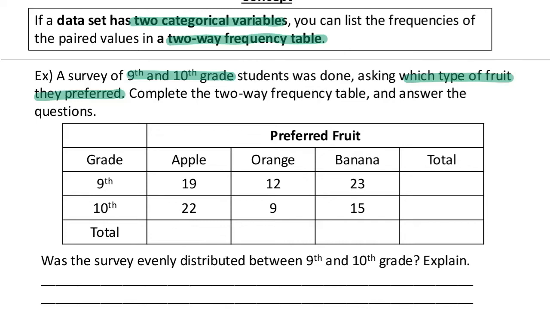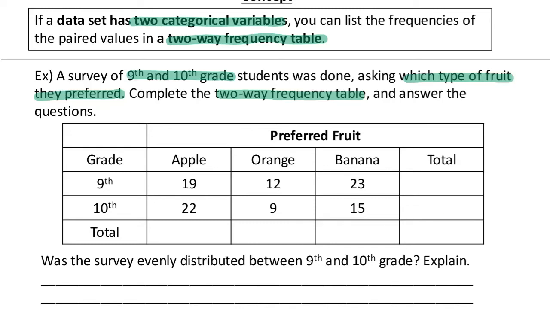So this is called a two-way frequency table, because I can see grade level on one variable, and then the preferred fruit is my other variable here, okay? So to read the table, I can see the total for apple goes downwards, the total for orange is also vertical, and banana goes vertical. The grade levels, freshmen go horizontal this way, and then sophomores are horizontal this way, okay?